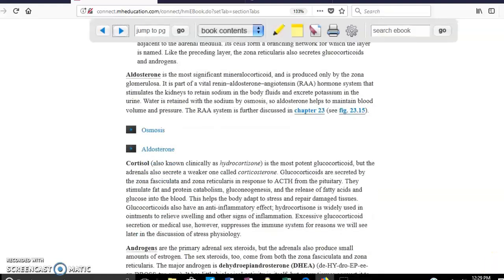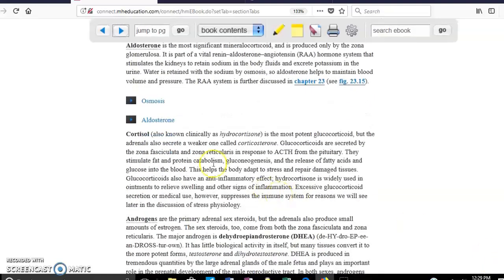If we scroll down, the most important glucocorticoid is going to be cortisol. Cortisol is a very important anti-inflammatory. And in addition to that, cortisol is going to increase the levels of glucose in blood, as you can see right here. Cortisol is released in response to the secretion of ACTH. ACTH is released by the pituitary gland.